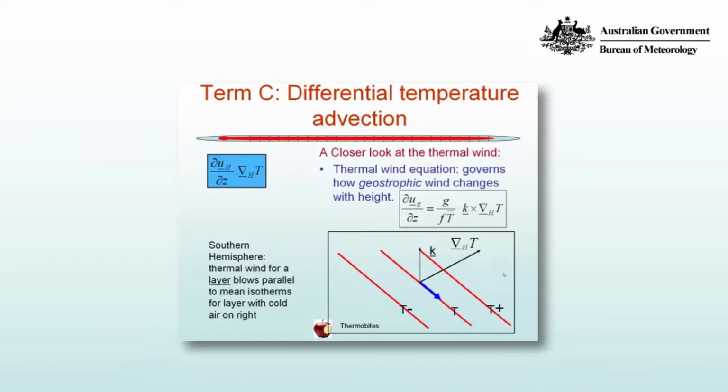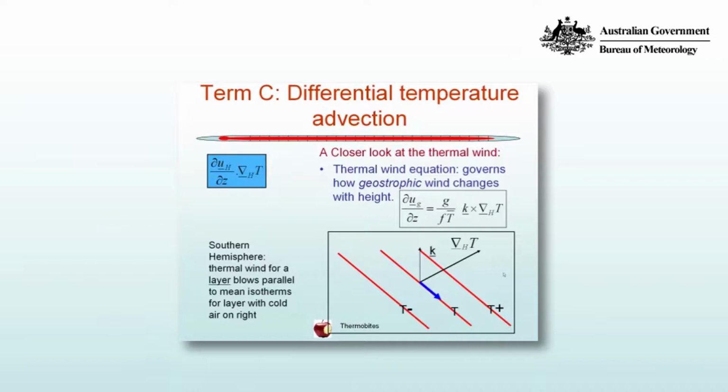It's not actually a physical wind, but simply a statement of the wind shear, and it's referred to as the thermal wind because it's related to temperature gradients. If we consider a thin layer of atmosphere, du_g/dz is equal to g on f T-bar, where T-bar is the mean temperature of that layer, k cross grad_h of T, the horizontal temperature gradients.